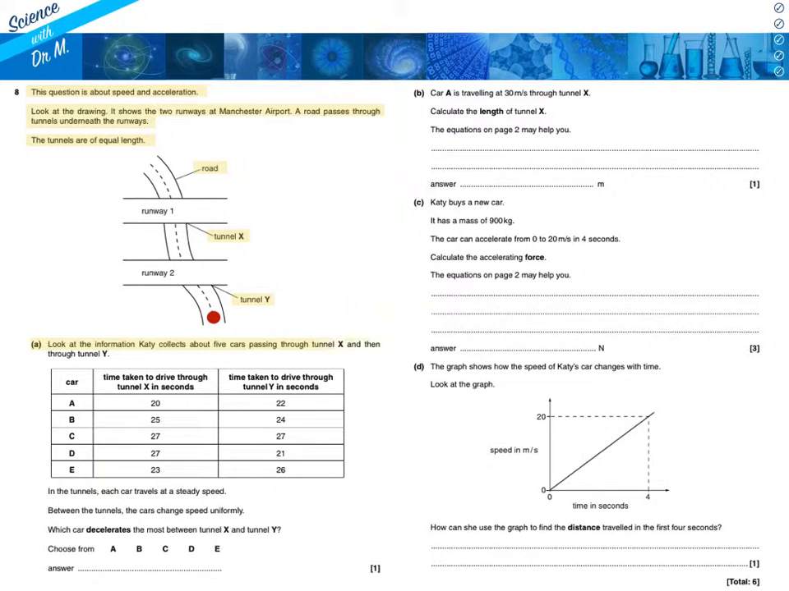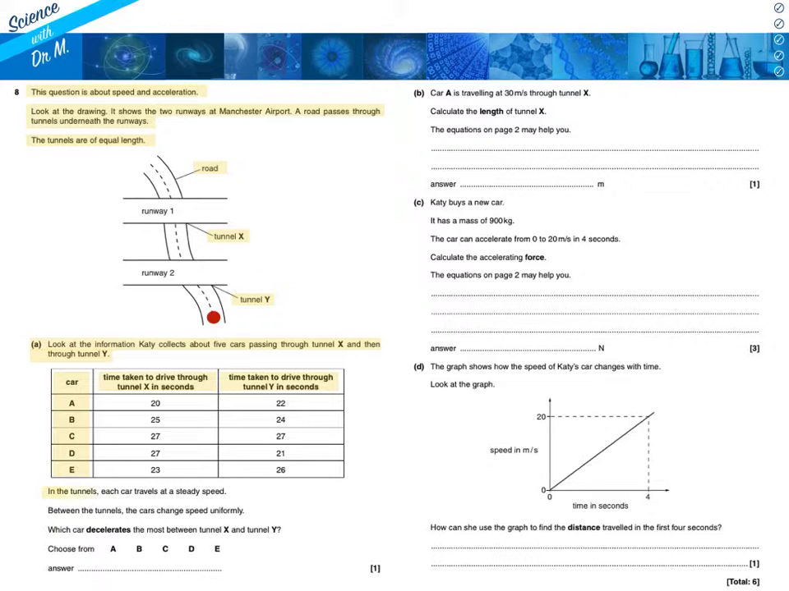Look at the information Katie collects about five cars passing through tunnel X and then through tunnel Y. So we've got our cars A, B, C, D and E. We've got our time taken to travel through tunnel X and time taken to travel through tunnel Y. So it's 20 seconds to go through tunnel X and then 22 seconds to go through tunnel Y. So it takes longer to go through tunnel Y. If you look at the next one, car B, 25 seconds and then 24. So for car B, it's actually taking less time to go through tunnel Y than tunnel X. It's faster by 1 second.